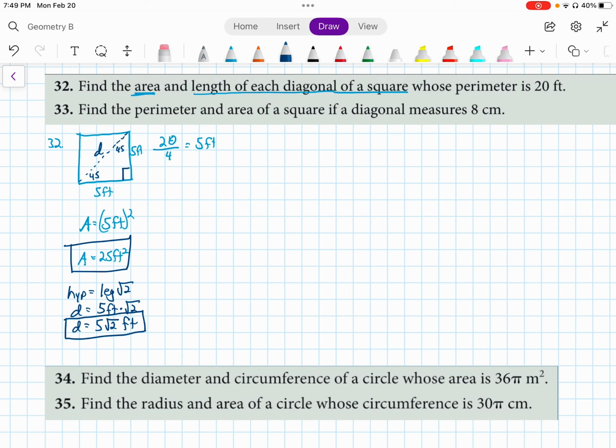All right, 33. Find the perimeter and area of a square if a diagonal measures 8 centimeters. Okay, again, it might help to draw it. So this time we want to find perimeter and area if we know this length is 8 centimeters. Again, there's a couple ways to do this. Maybe this way is a little unorthodox, but I think it's the quickest.